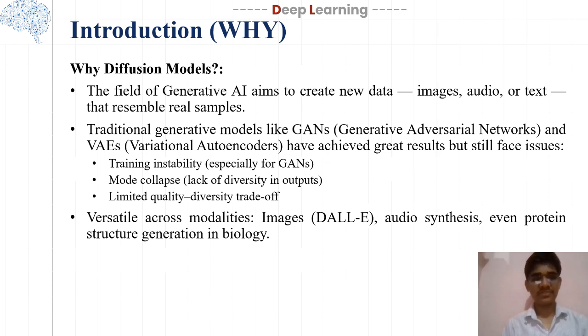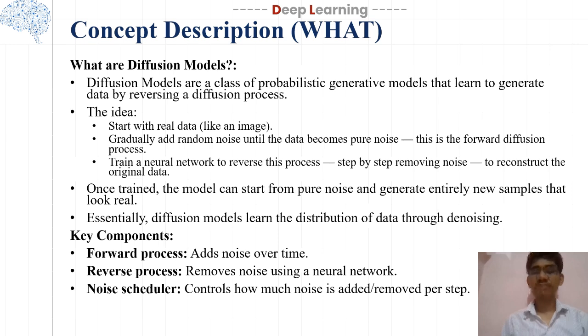The main idea of diffusion models is simple but yet powerful. The idea is to start with a real image, then gradually add random noise until it turns into pure noise. That's called the forward diffusion process. Then the model learns to reverse this process step by step by removing the noise to reconstruct the original data. Once trained, it can start from pure noise and generate a brand new image that looks completely real. In essence, diffusion models learn how to turn noise into creativity.